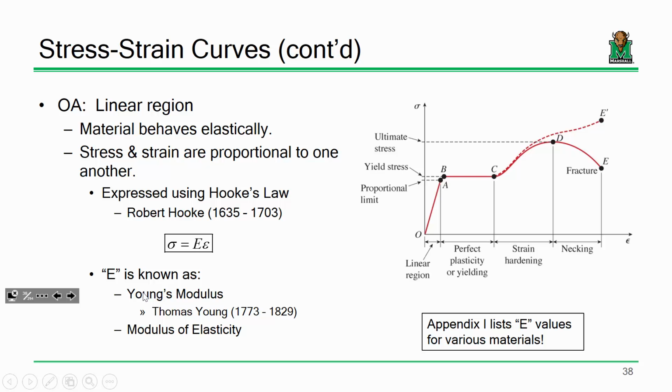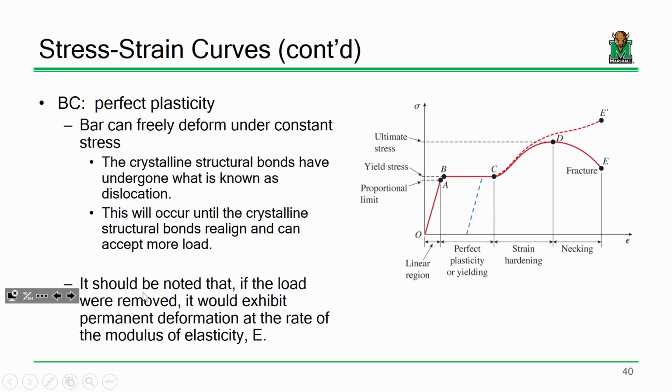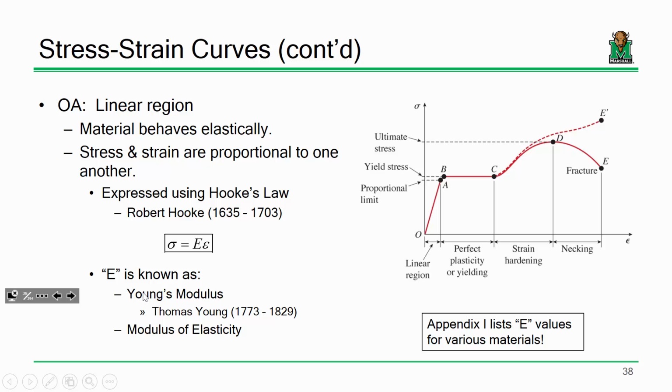On these slides, you'll notice I've got OA, because I'm going from point O to point A, and then AB, BC. You've got to get what's going on, right? Sound good? All right, let's start off with the linear region, this OA.